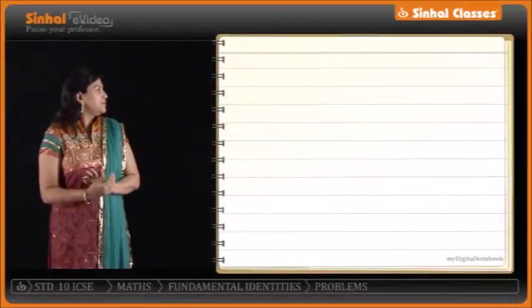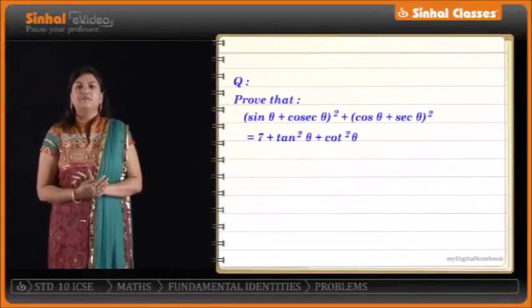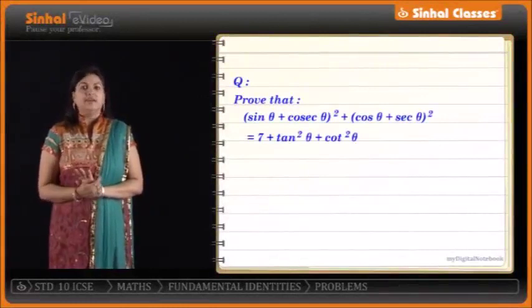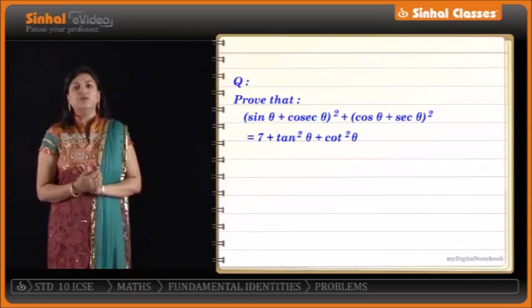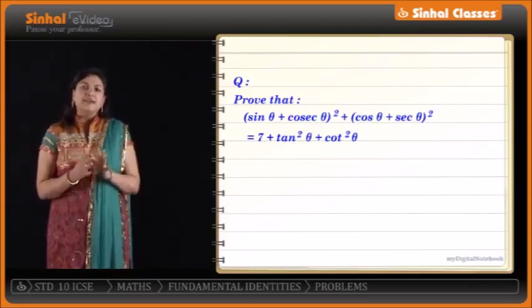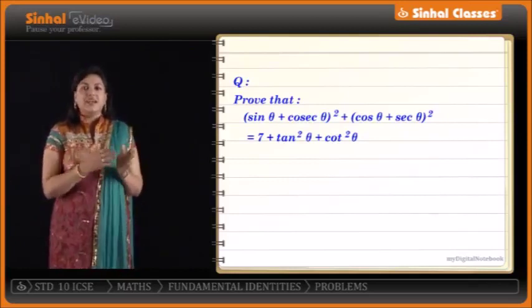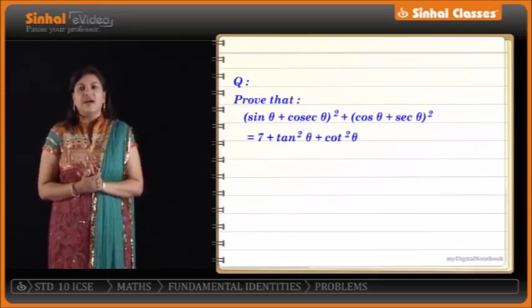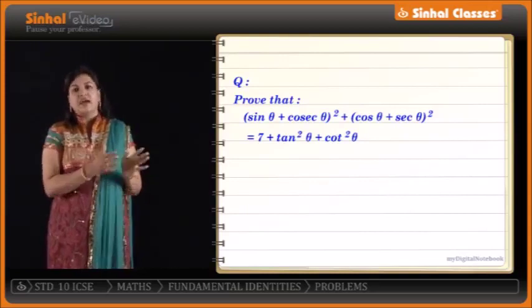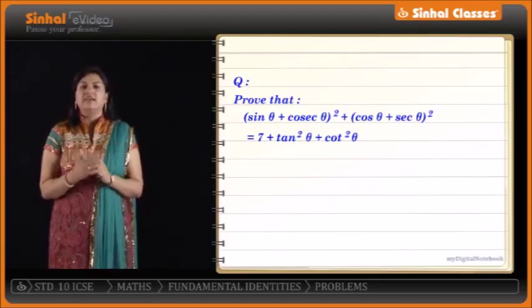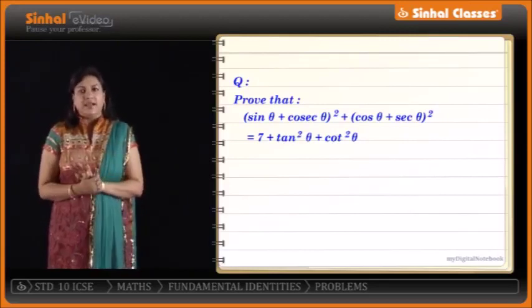Next problem, prove that (sin theta plus cosec theta) the whole square plus (cos theta plus sec theta) the whole square is equal to 7 plus tan square theta plus cot square theta. Here in LHS, we have sin, cos, cosec and sec, whereas in RHS we have tan and cot. Now we want to get rid of sin and cos from the LHS, and we can write cosec and sec in terms of cot and tan.